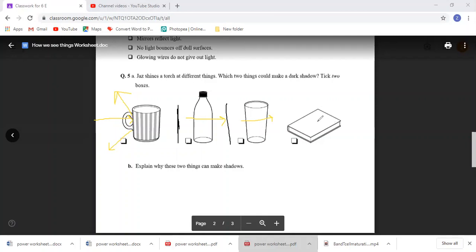But for this book, we know that the book is not transparent, neither is it translucent. So through it, light cannot pass, rather light will get scattered, right? So light cannot pass through this. So this one, right, and this one. Since these two objects are opaque, we are going to say object number 1, which is a mug, and object number 4, which is a book, will form the darkest shadows.